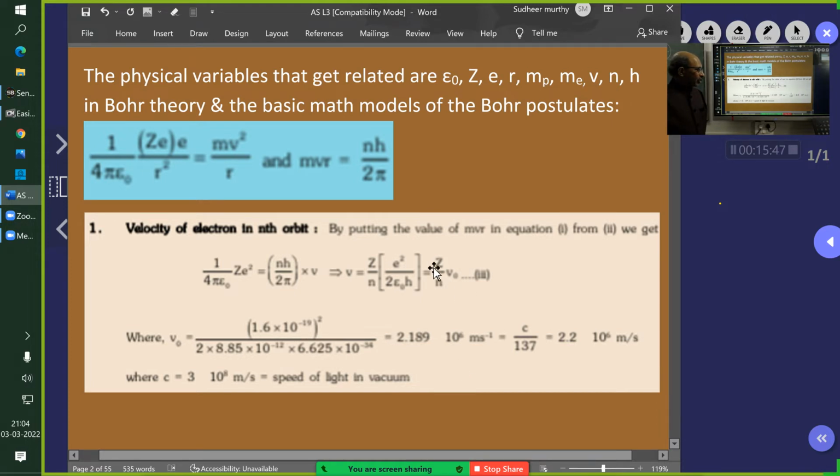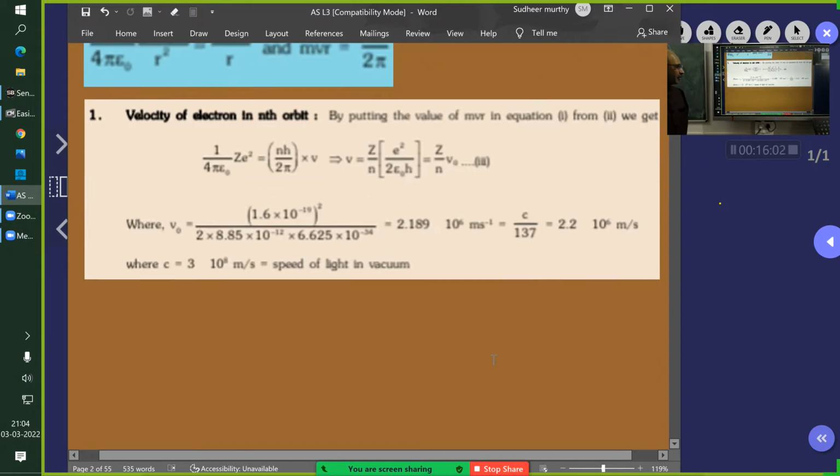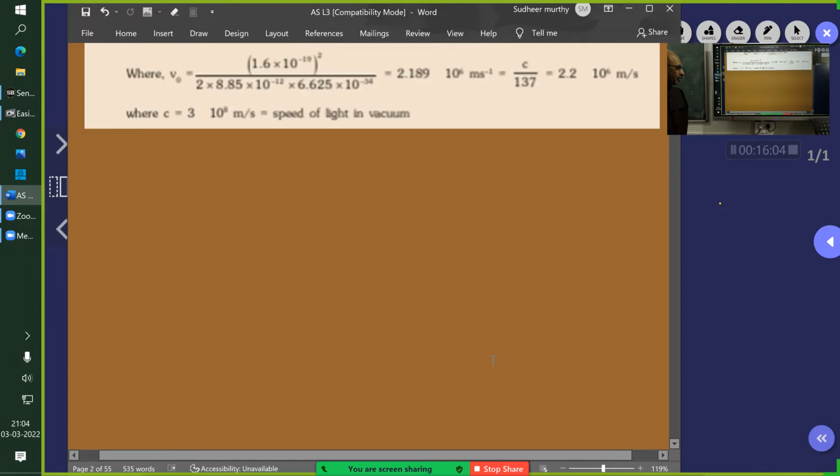Did you in chemistry also have the similar model, or did you have something different? Similar. So you have also written there Z by n into v naught? Great. Then my job will be done very fast. You can quickly go into the numerical section.